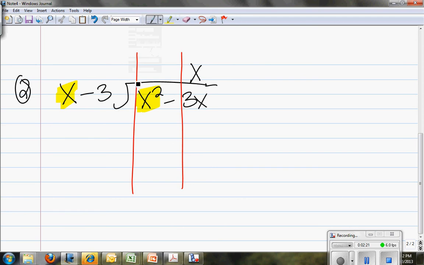See how my x's are here, my x squareds are here. You may have seen those lines in elementary school when you learned long division. But anyway, I take my x times x, and I would end up with x squared, and then keep my minus, x times 3, 3x, voila. If I subtract, these are gone, 0. So I have no remainder, so my final answer is just x.